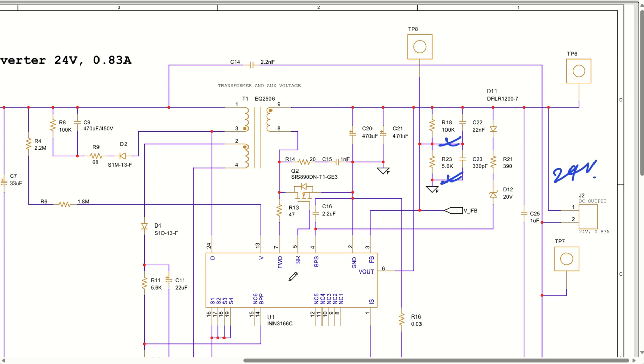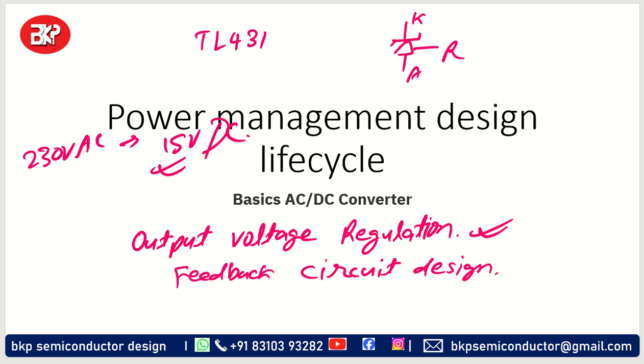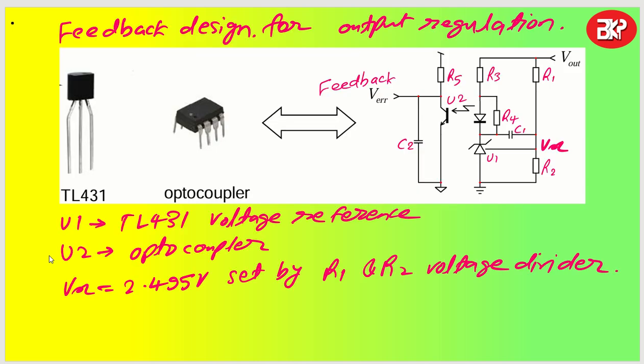So there are different kinds of feedback that we use to design. However, our aim would be to design using TL431. Our aim is to go ahead and design a feedback circuit using TL431 for my switching power supply, and let us try to understand what TL431 looks like and how it is going to regulate our output voltage.